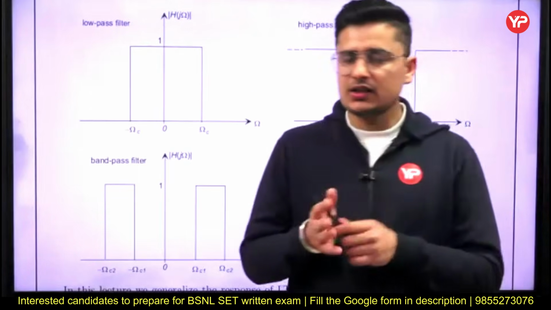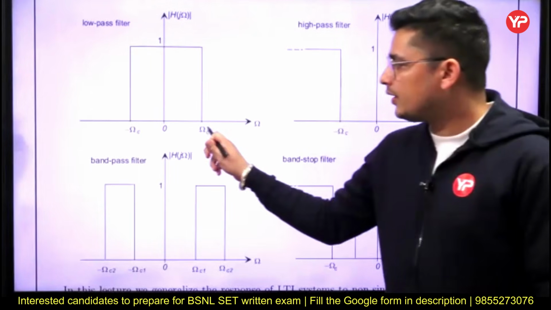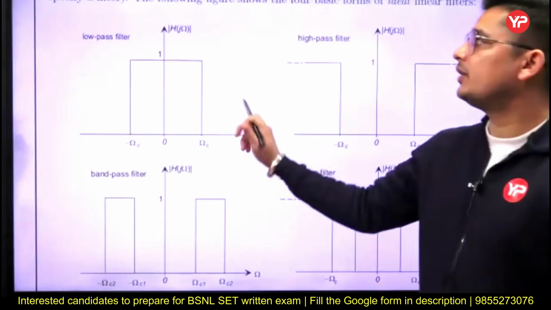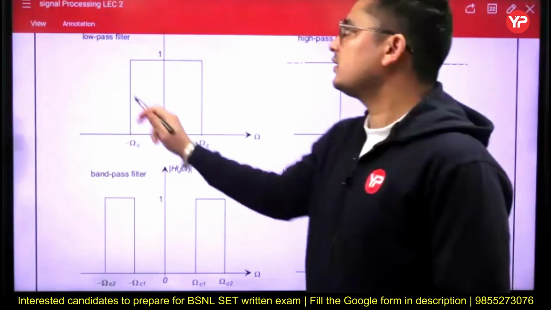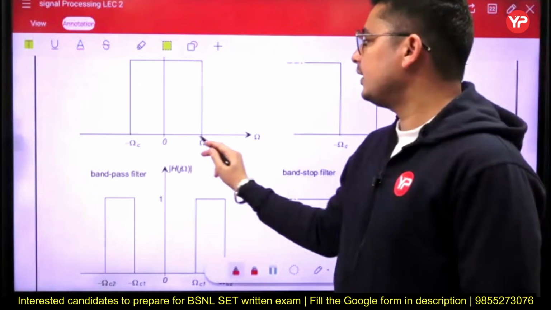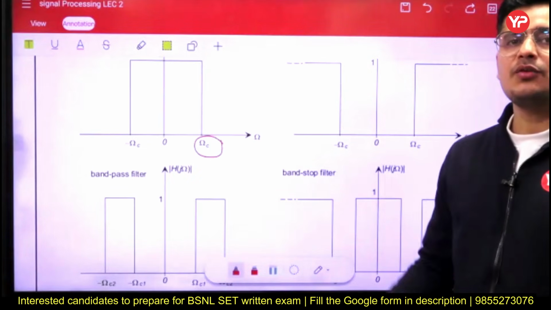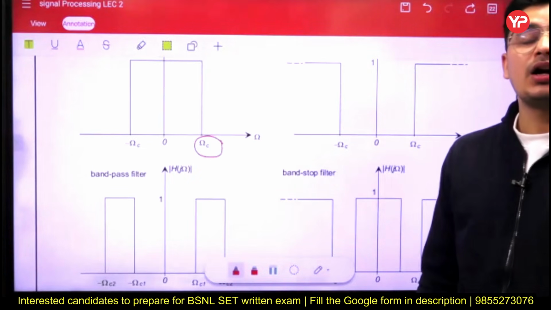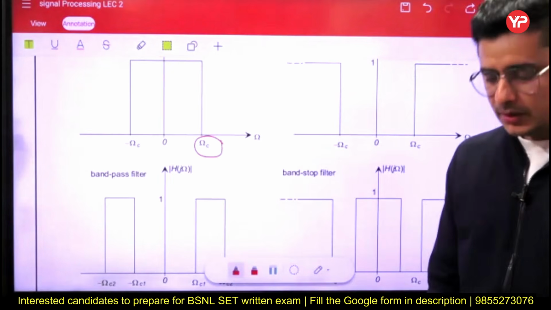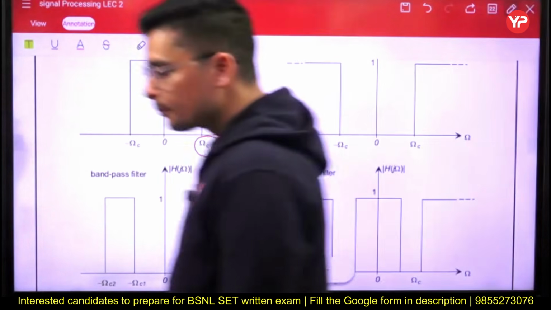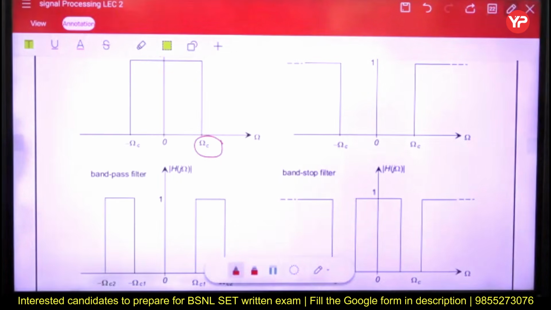So basically, there is a certain frequency, and after that it will reject all the frequencies. That frequency is generally known as the cutoff frequency. I am again repeating the definition of cutoff frequency, the cutoff frequency of any filter.